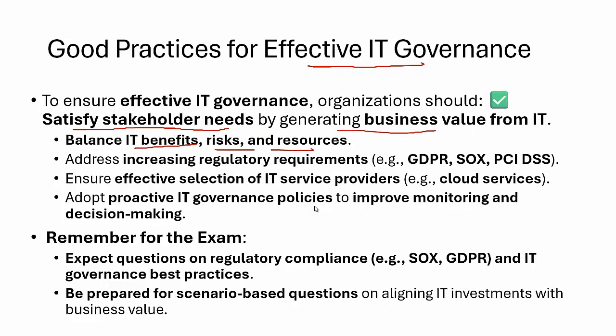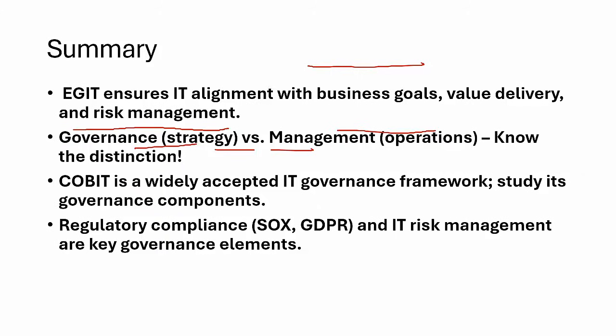So a good IT governance is the one which aligns with the business objectives. The summary is that enterprise governance of IT ensures IT is aligned with the business goals, value delivery and risk management. Governance is all about strategy, management is about operation. You should know the thin line of difference: in layman terms, governance sets the direction, management implements the directions. COBIT is a widely accepted IT governance framework, and regulatory compliance and IT risk management are the key governance elements.